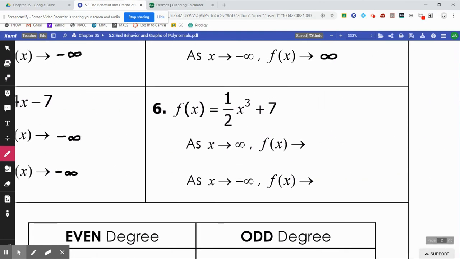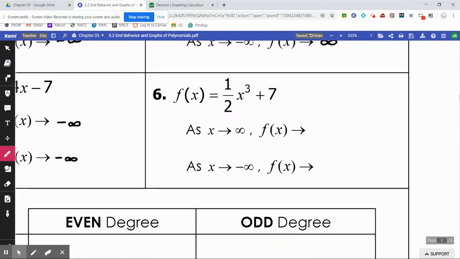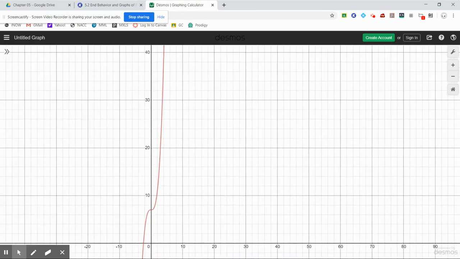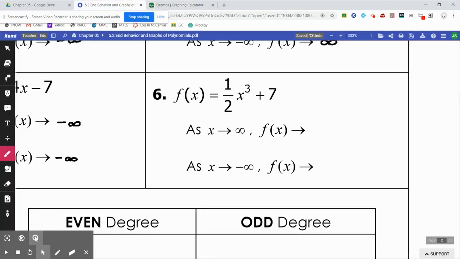And number 6, the last one, 1/2 x to the third plus 7. And here's what it looks like. As you go to the right, your graph goes up. As you go to the left, your graph goes down. So therefore, as you go to the right, your graph goes up. As you go to the left, your graph goes down.